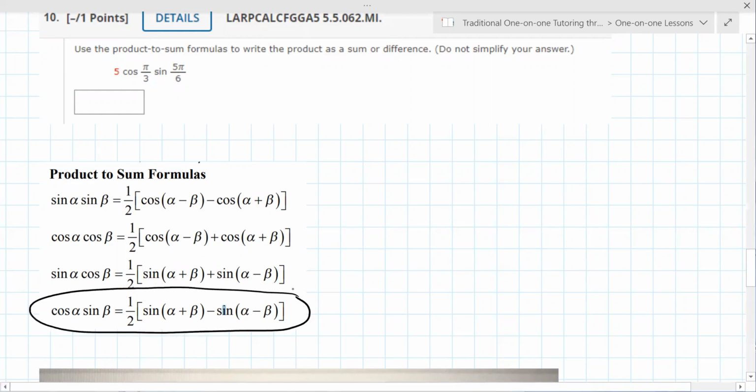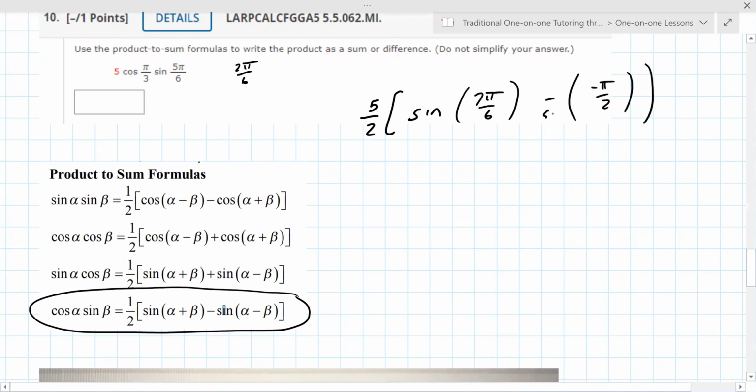Yeah, that sounds right. Did you use this one down here? Yeah, I used the bottom one. Okay, let me just write it out here. So it's 5/2 sine. Now pi over 3 is really 2 pi over 6, so when you add them together, you get 7 pi over 6. And when you subtract them, you get, like you said, negative pi over 2. So the sine of negative pi over 2 on the unit circle is down here, so to me that's -1.